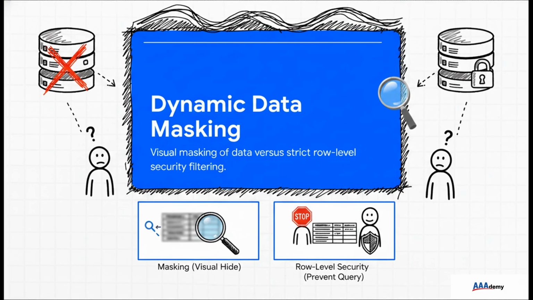Same deal with dynamic data masking. The exam will intentionally try to confuse you between visual masking and strict row-level security filtering. Your first move has to be isolating the masking behavior and the effective principal. Remember, masking just hides data visually. It doesn't actually prevent a user from querying it if they know the values. You need to separate a true database security defect from mere application-level noise.